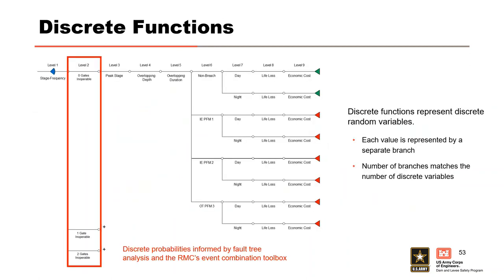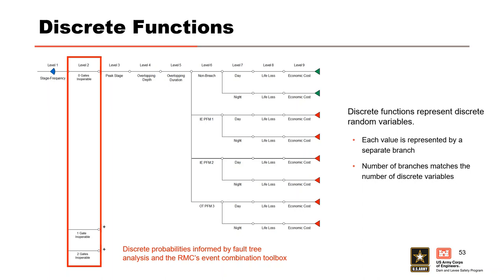In level 2 is a discrete function. Discrete functions are used to represent discrete random variables that can take on only a finite number of values, with each value being represented by a separate branch. The number of branches is selected to match the number of discrete values that the variable can take on, with each discrete branch being assigned a probability of occurrence.